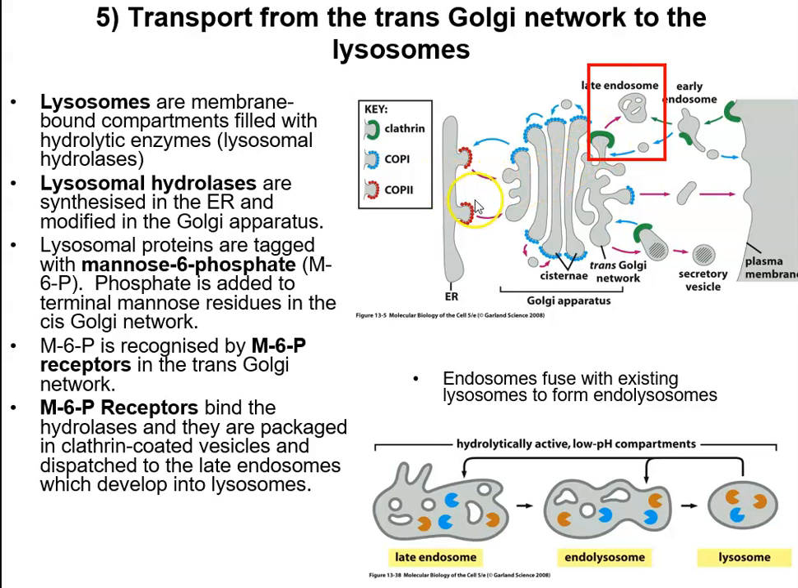So to put this into context, the protein has been synthesized into the endoplasmic reticulum here. It's been transported through the Golgi stack, and in going through the stack, the mannose-6-phosphate tag has been added. Once that tag is fully formed, it can bind to mannose-6-phosphate receptors, which will be congregating here. Those receptors will interact with clathrin, cause a vesicle to bud off, and that will then head towards the late endosome, and then the late endosome will mature into an endolysosome and finally into a lysosome.